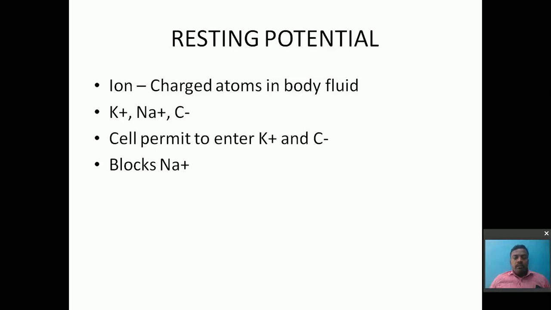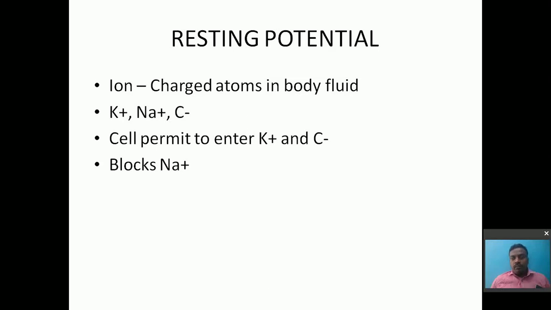What is resting potential? Before we see the resting potential, what is an ion? An ion is a charged atom in a body fluid. The ions are potassium, sodium and chloride.